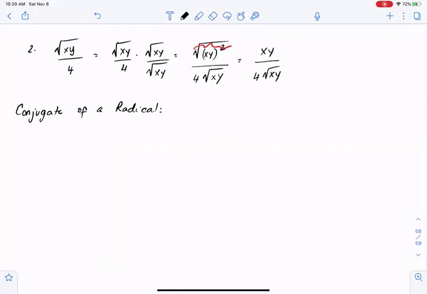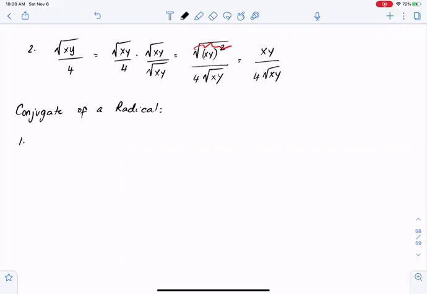Oftentimes, one may have to come up with a conjugate to get rid of the radical. This happens if you have a radical expression with 2 terms. It doesn't matter if both of them are numbers, or one is a number and the other is a variable, or both of them are variables or expressions. It doesn't matter. If we have 2 terms and we want to rationalize, we need something called the conjugate, because by multiplying and dividing by the conjugate, one can eliminate the radical. In other words, rationalize an expression.